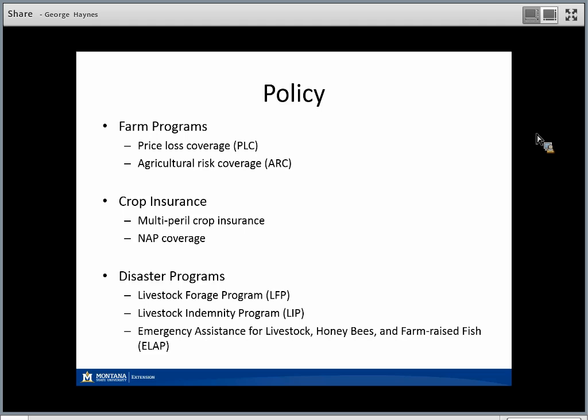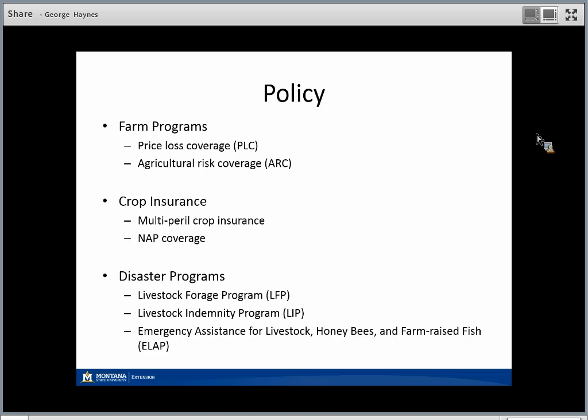price loss coverage, and we'll talk about the impact of that here in Montana more recently, and then agricultural risk coverage. Both of those are what they call shallow loss programs that are provided to farmers through legislation, the most recent one of those being the Farm Bill that was passed in 2014.